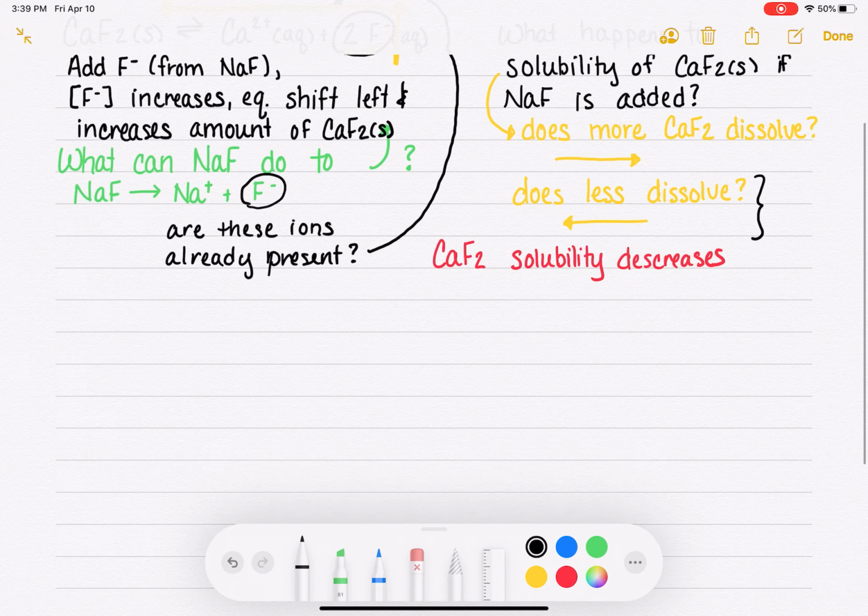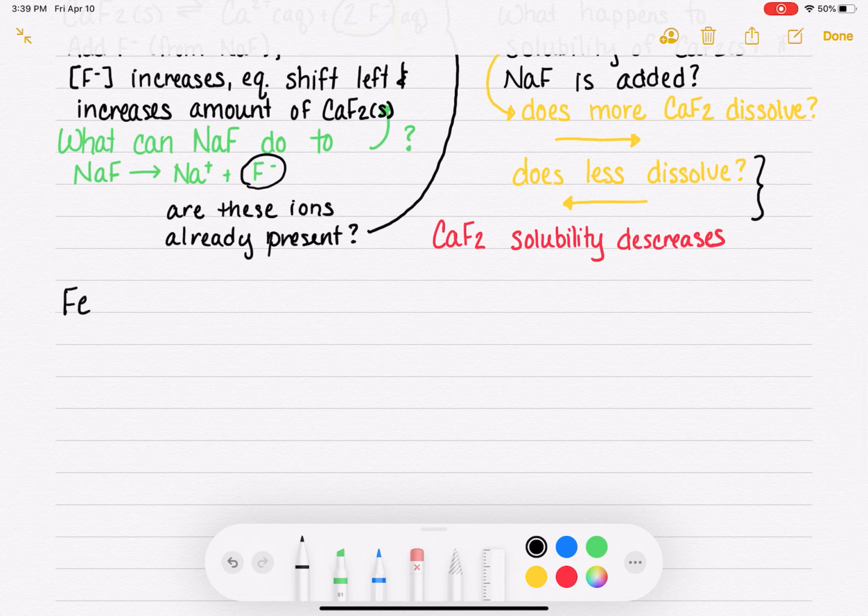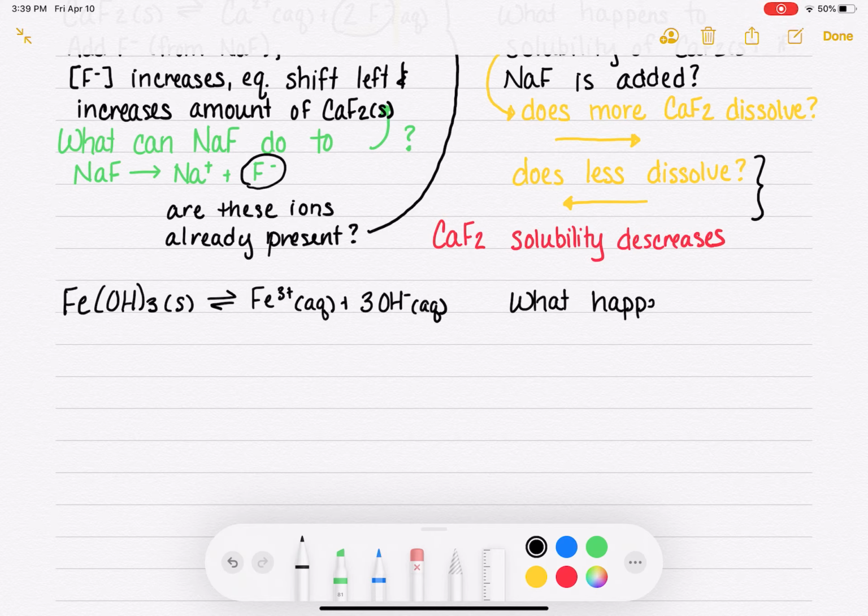Another way that we could look at this problem would be, we're going to use a different equilibrium system this time, Fe(OH)3 solid, in equilibrium with Fe3+ aqueous, and 3 OH-. And this time we're going to ask ourselves, what happens to the solubility of the iron 3 hydroxide, Fe(OH)3, if our pH increases?